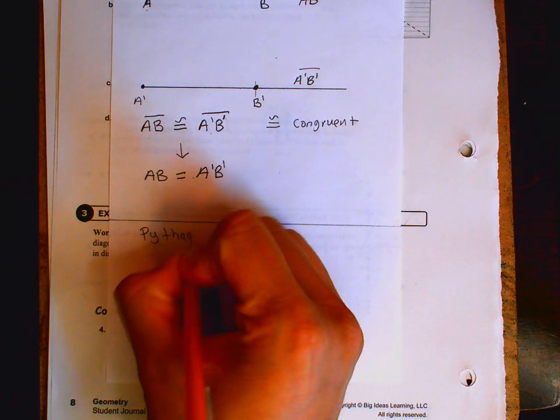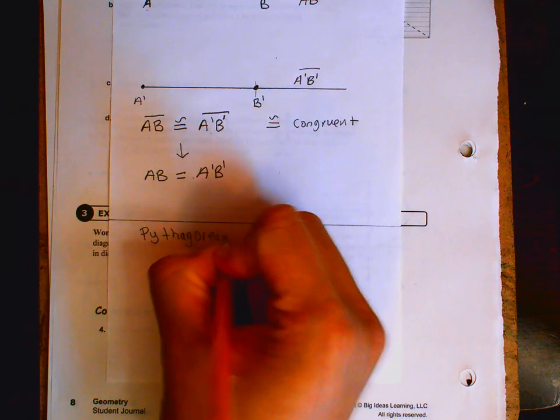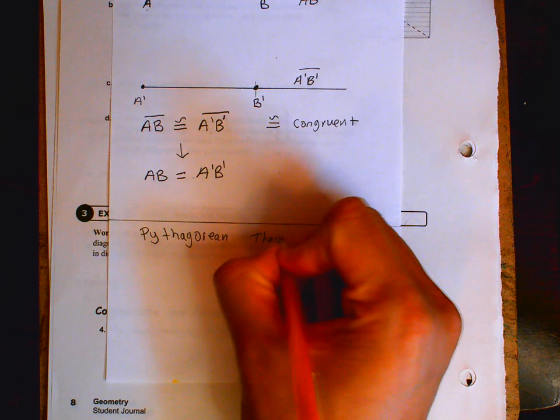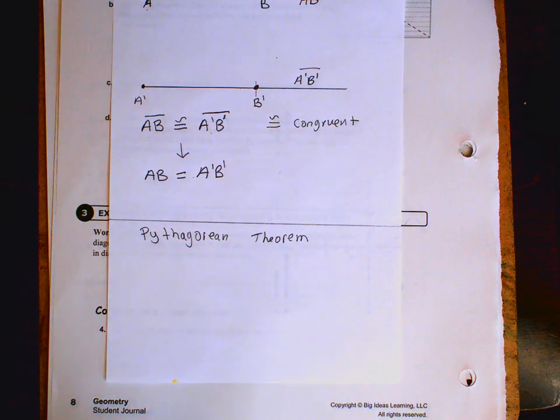It's called the Pythagorean theorem. Now, what does the Pythagorean theorem have to do with anything on a graph? Well, that's the distance formula that we're going to cover in a lot more detail later on. But to understand it, what is the Pythagorean theorem?